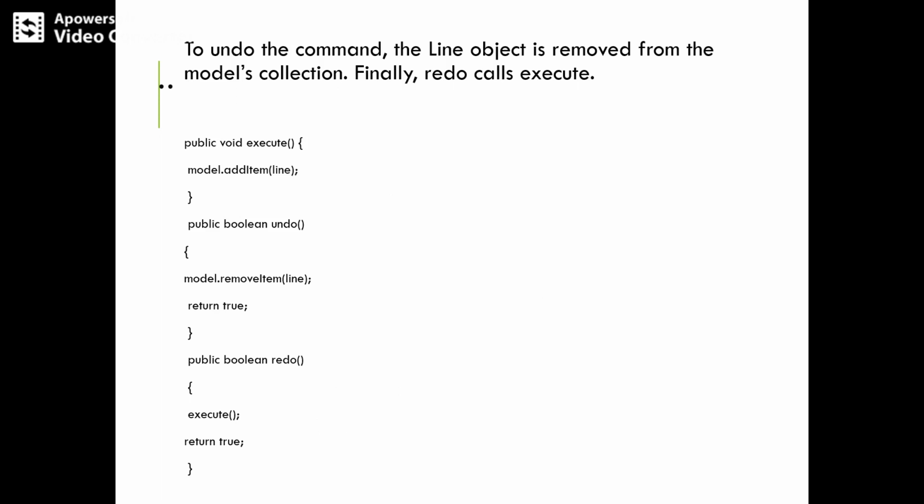Public void execute(model): model.addItem(line). Then boolean undo: the model should remove the item and return true. Similarly, public boolean redo: execute and return true.